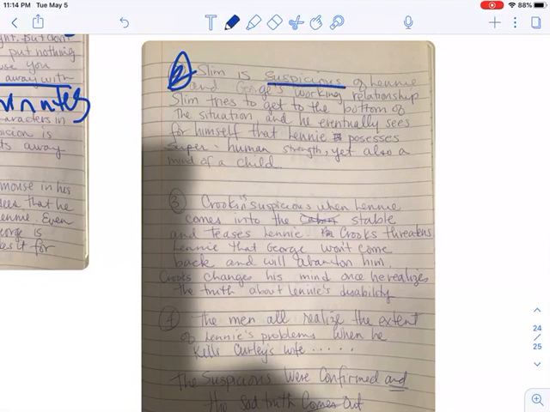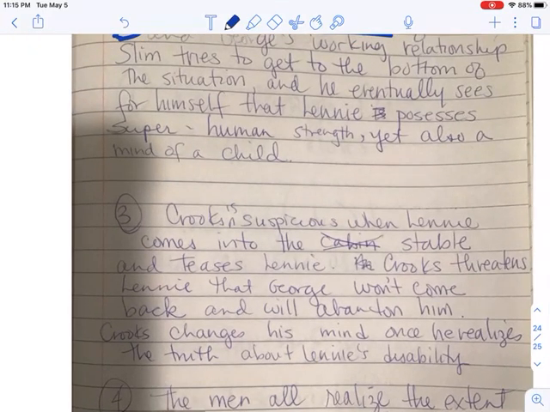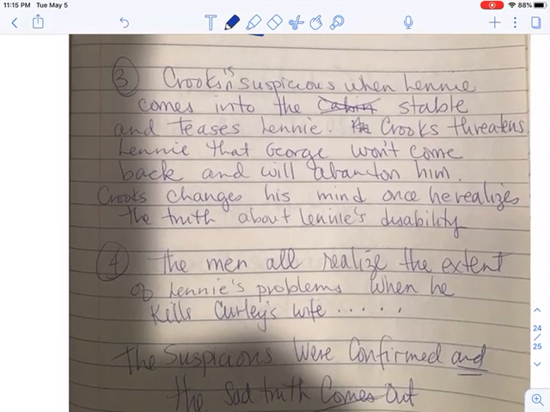Slim, like your classmates noted, is suspicious of Lenny and George's working relationship. Slim tries to get to the bottom of the situation, and he eventually sees for himself that Lenny possesses superhuman strength. But what he also sees is that Lenny really does have the mind of a child, right? That he really can't do anything without George.